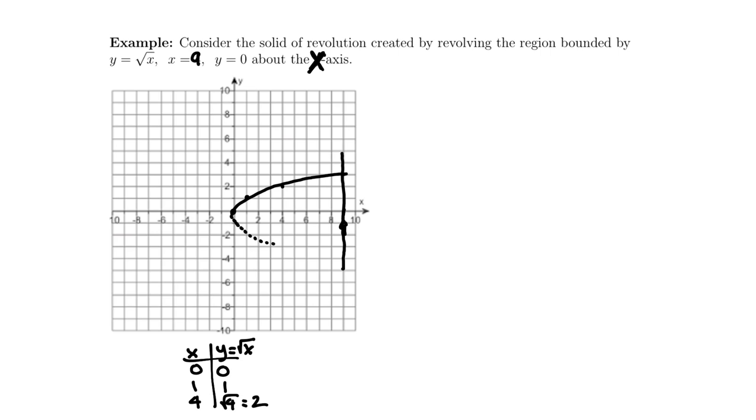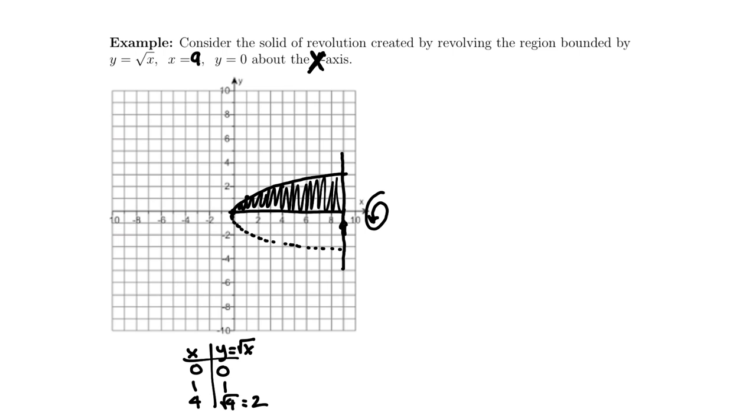Oh, sorry, undo Tina. So we're looking at a shape, and it's bounded by x equals 9, y equals 0. So the shape that we're rotating is this shape right here, and we are going to spin it about the x-axis. Can you picture you're getting kind of like a bullet, or an acorn shape, the bottom of an acorn? I don't know, what do you want to call this bowl shape, right?